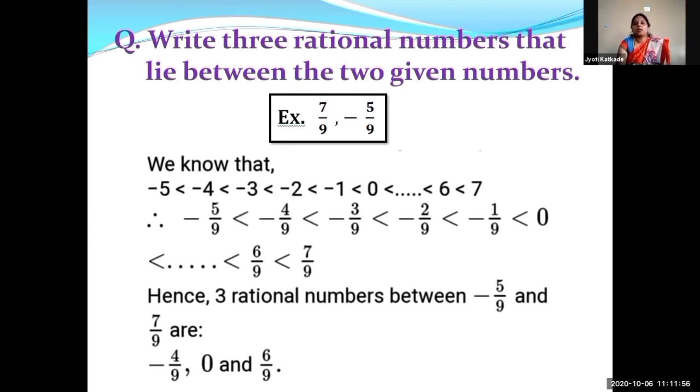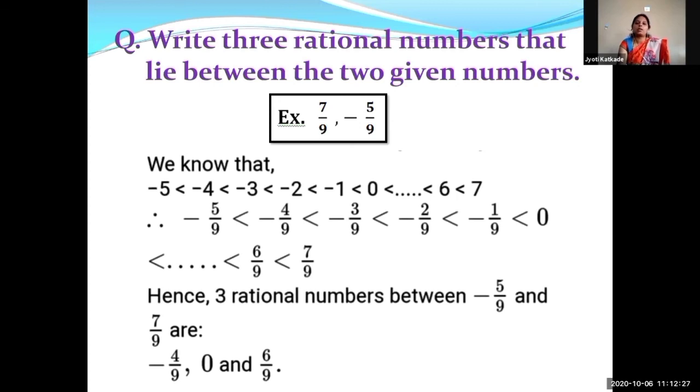Now see, in between -5 and 7, which numbers are there? That is -4, -3, -2, -1, 0, and then 1, 2, 3, 4, 5, 6, and the last one is 7. Means we have to find the numbers in between -5 and 7. Therefore, between -5 upon 9 and 7 upon 9, there are numbers.